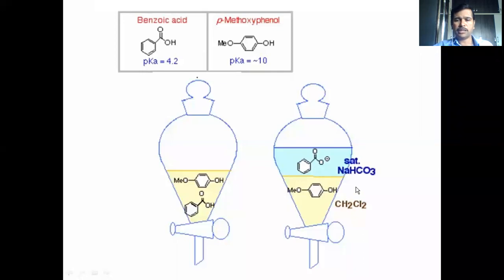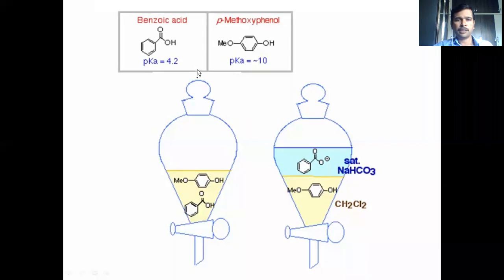Because dichloromethane and aqueous sodium bicarbonate layers are immiscible, this is going to be aqueous and this is going to be non-aqueous or organic. Dichloromethane is an organic solvent. Saturated sodium bicarbonate solution is aqueous in nature. Both of them are immiscible. So when you keep the separating funnel for the equilibration process, you will be able to see two layers. This is the first factor.